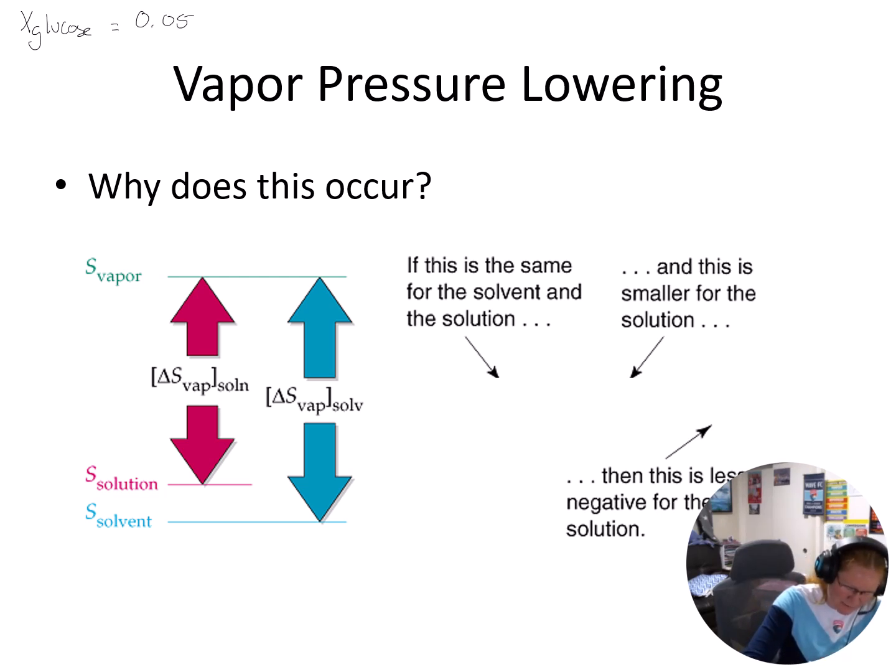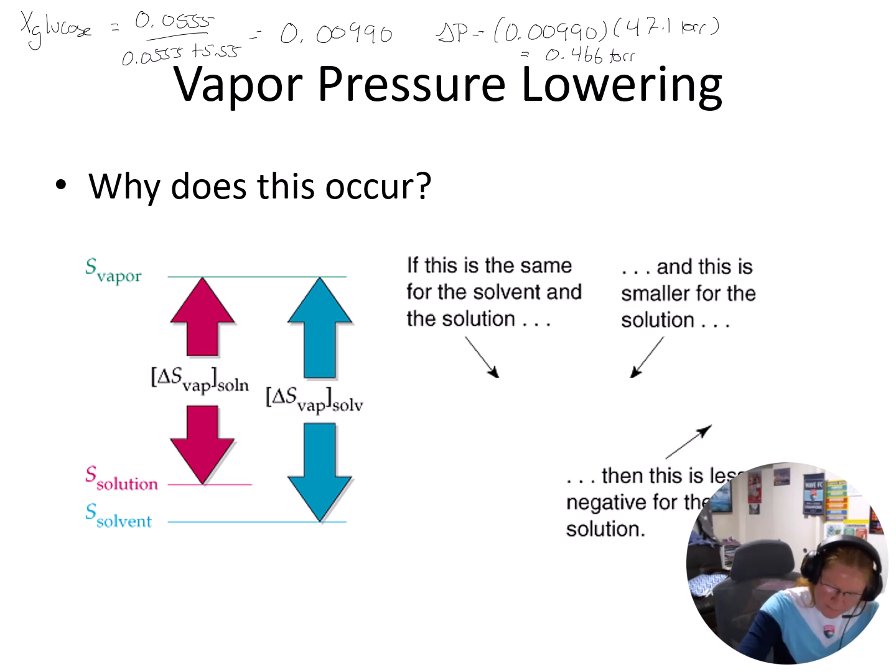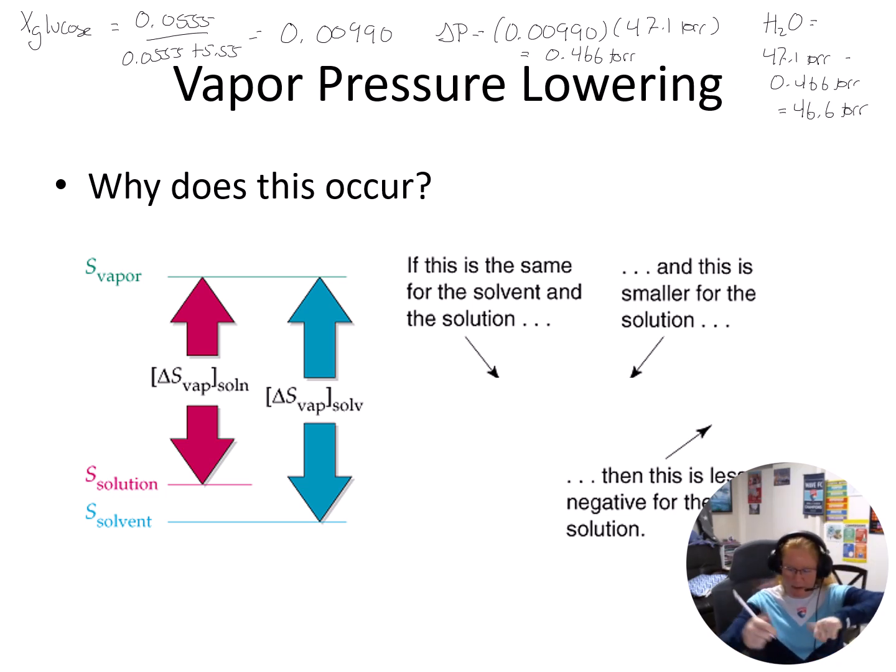Point that 0.0555 over 0.0555 plus 5.55. We get 0.00990. So our delta P, 0.00990 times our 47.1 torr gives us 0.466 torr. So the pressure is 47.1 torr minus 0.466 torr, which gives us the same 46.6 torr. Okay, there we go, we're good.